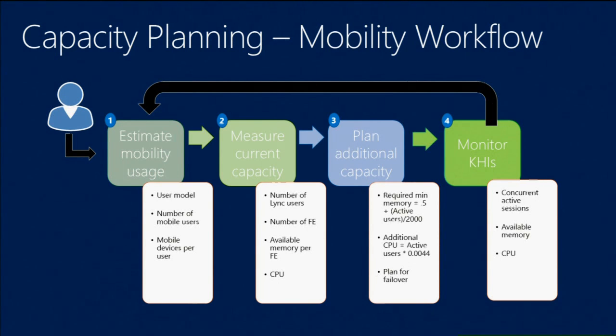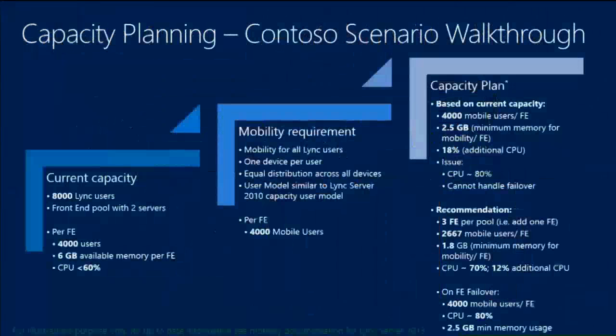But we calculated, this is the number. So let's get a little bit more concrete on this. Let's say I have a deployment, 8,000 users, a 2 front-end pool, because they didn't use the reference topology. You should always use 3 front-end servers. 8,000 users, 4,000 users per pool. Our CPU usage is less than 60%. And we have 6 gigs of available memory per front-end.